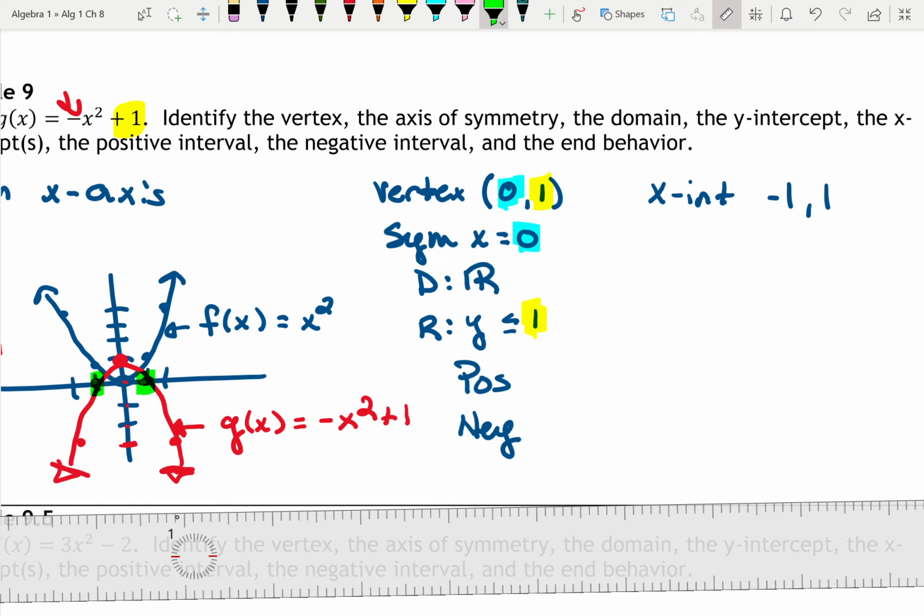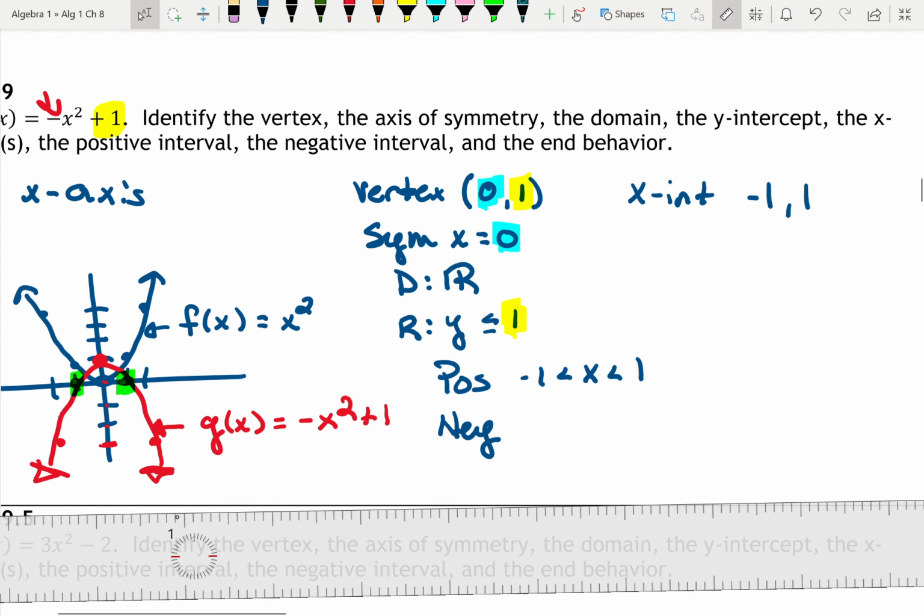The spots where it touches our x-axis is where it changes from positive to negative. So our positive region is the middle there. That's going to be negative 1 less than x less than positive 1. And then our negative is going to be everywhere else. So we'll say x is less than negative 1 and x is greater than positive 1. So there's our positive and negative.